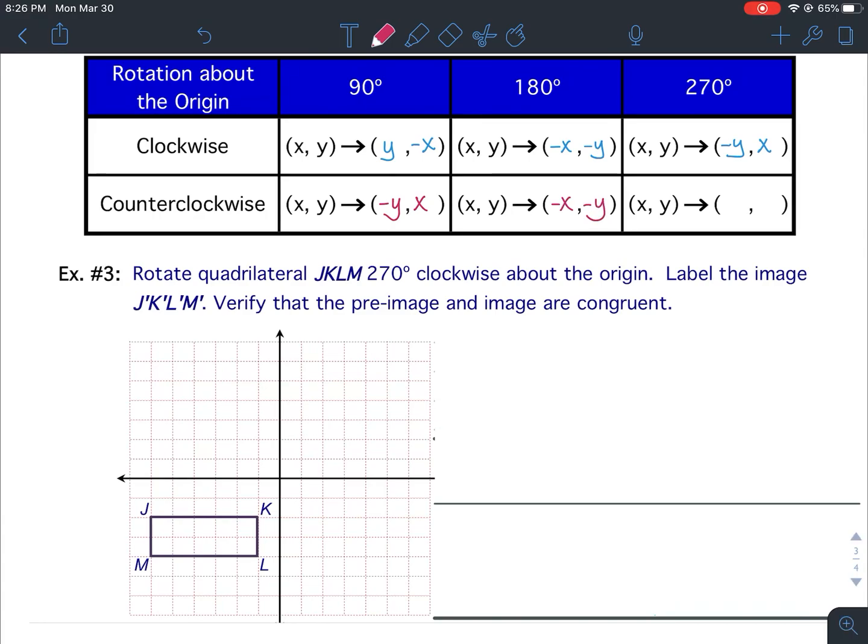Now, if I take my figure and I go 90 degrees clockwise, that is the same as going 270 degrees counterclockwise. So in other words, 90 degrees clockwise is the same as 270 counterclockwise, which means 270 counterclockwise is (y, -x).